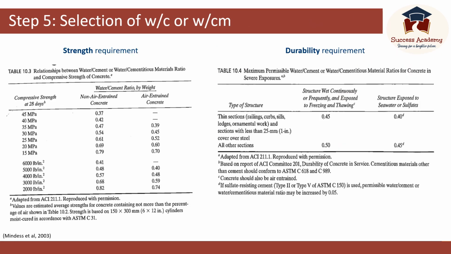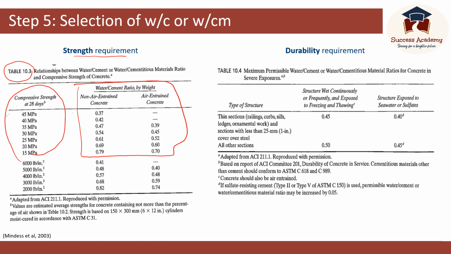Step 5 is selection of water to cement ratio or the water to cementitious material ratio. Here we are considering a few requirements and select the minimum water to cement ratio for the calculations. When we consider strength requirement, we refer to the table 10.3. We know the compressive strength of our concrete, and depending on whether we are making air entrained or non-air entrained concrete, we select the water to cement ratio from the table 10.3.